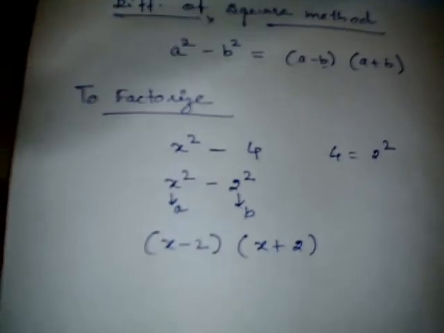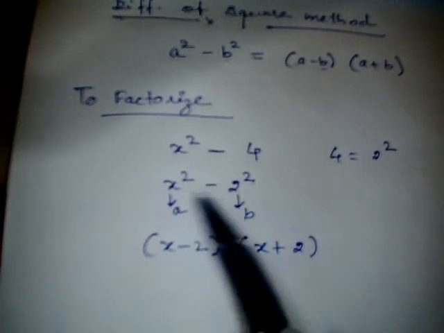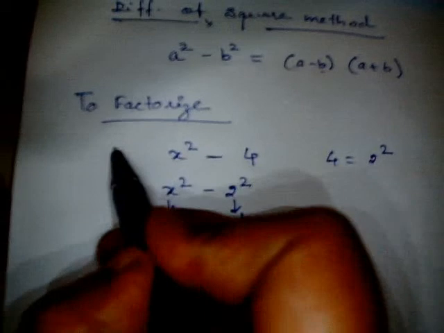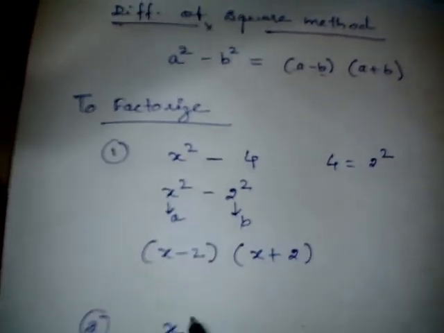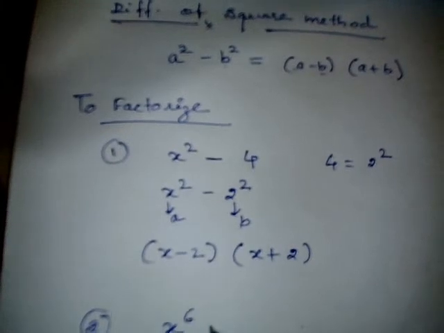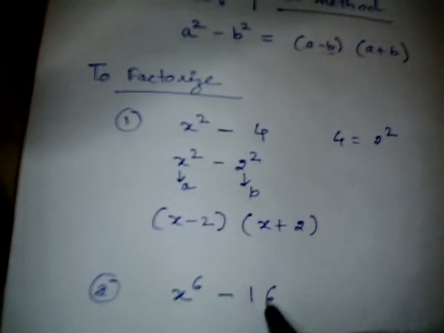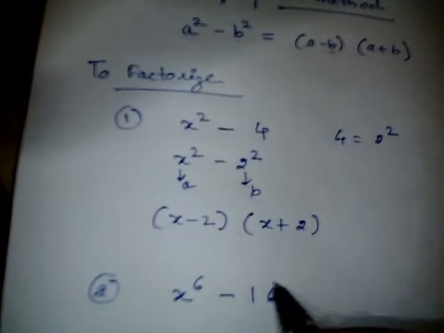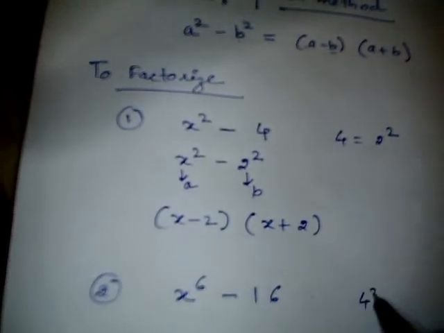This is the way we can factorize. Each and every term we need to convert into square form. When you are able to convert into square form, you can apply this identity. So first we need to work on this form. This is the first question. Now the second is x to the power 6 minus 16. This 16 is the square of which number? 4 square gives you 16, correct? So this is going to be 4 square.